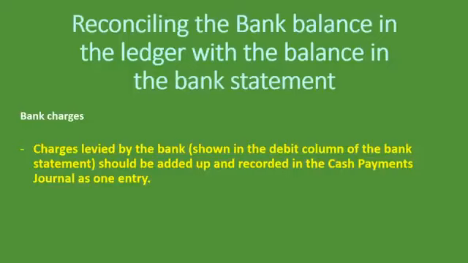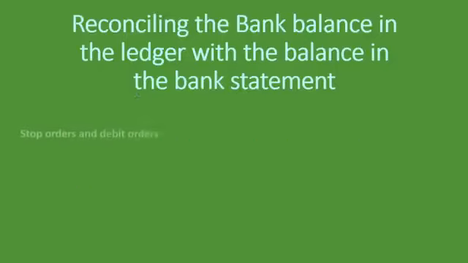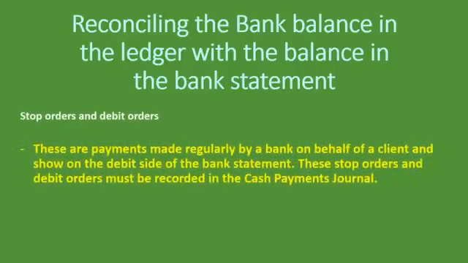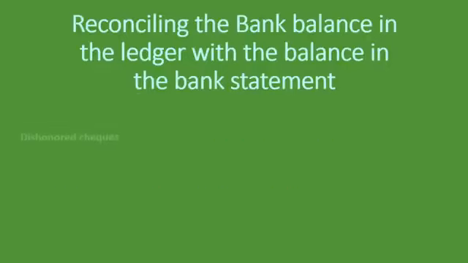And like I said, don't add the interest, just add it on a separate line item. Stop orders and debit orders, well, I've already mentioned this. These are payments made regularly by a bank on behalf of a client and show on the debit side of the bank statement. These stop orders and debit orders must be recorded in the cash payments journal.